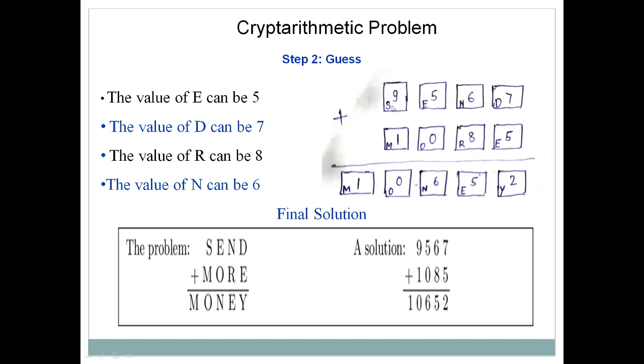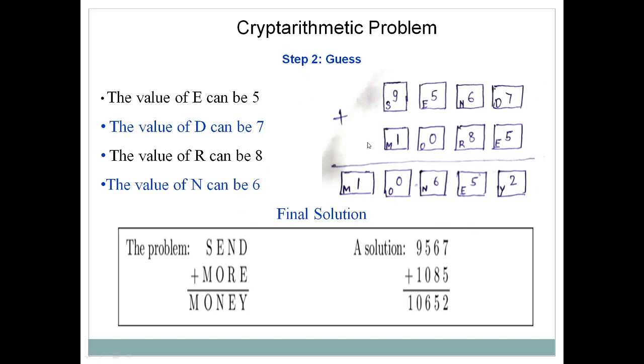Now next is what should be the value of s. Okay, now 1 is already assigned, you cannot assign 1 to any other variable. So what are the left options available with you? 2, 3, 4, 5, 6, 7, 8, 9. These are the digits that we are left with.